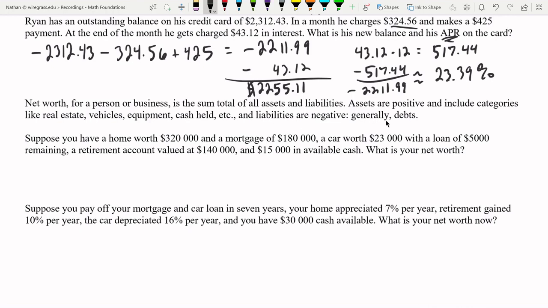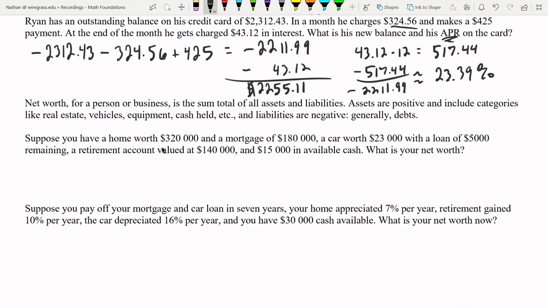Liabilities generally are just debts, things that you owe other people. Typically, that's going to be a loan or a mortgage, or you could think of taxes being debts, maybe unpaid payments, which is just what a debt is. It's just really debts in general. So to find the net worth, we just add up all the assets and subtract off all the liabilities.